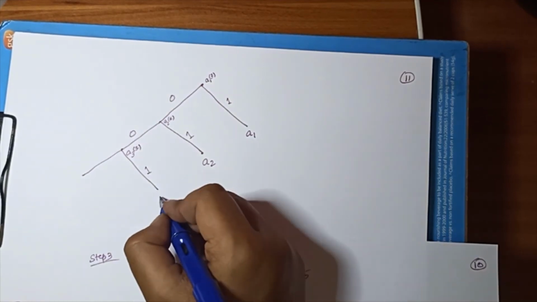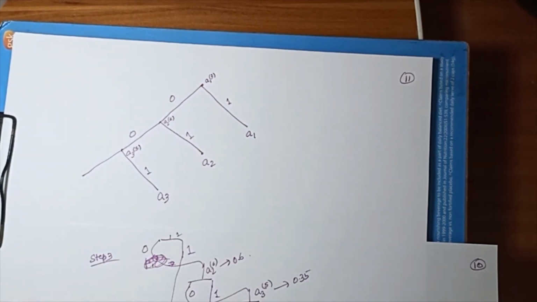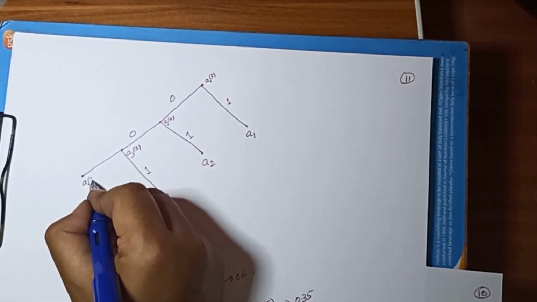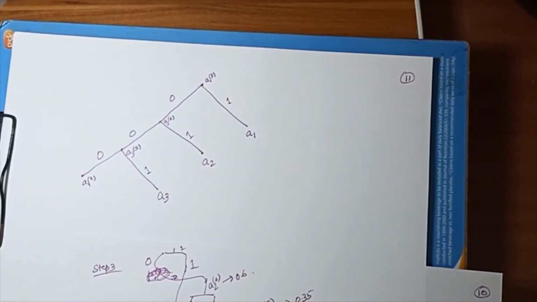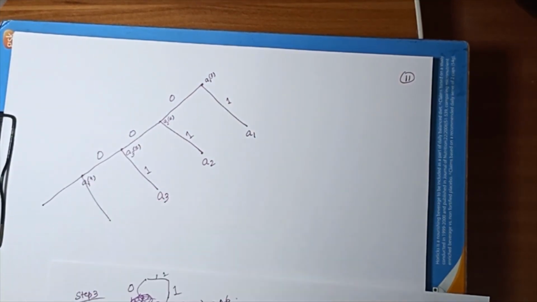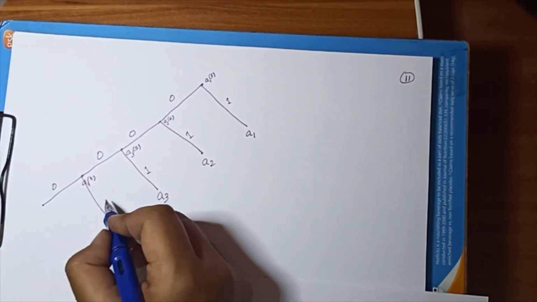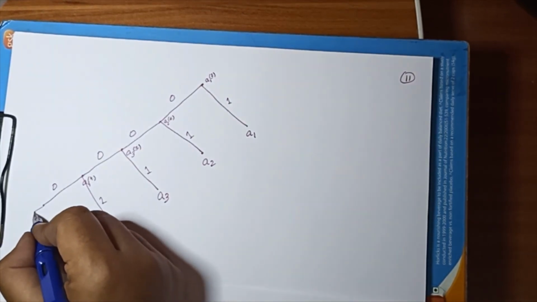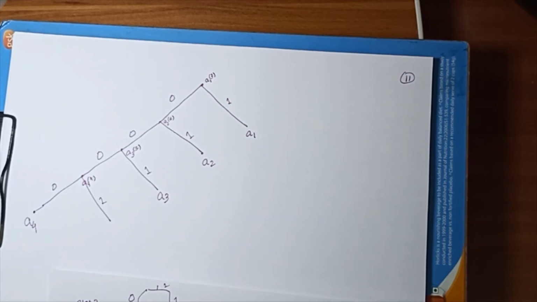And 1 goes to A3. And 0 goes to A44. A44. Now A44 will break into 0 and 1. And 0 goes to A4. And 1 goes to A53.